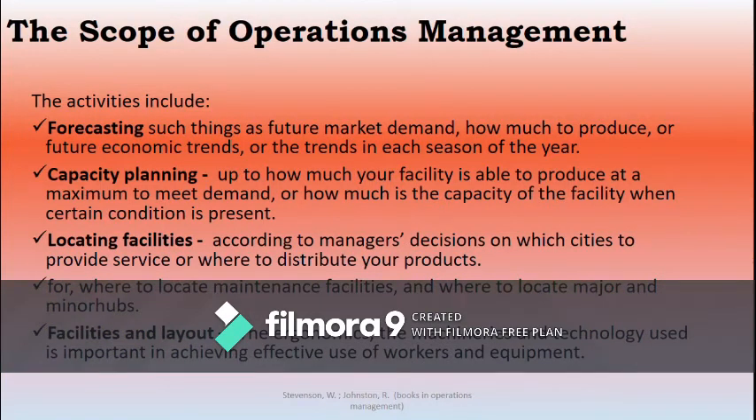So their activities include forecasting, capacity planning, locating facilities, and facilities and layout. So forecasting, I believe you have heard already from the word forecast, like the weather forecast and the likes. Such things as future market demand, how much to produce, or future economic trends, or the trends in each season of the year. So in the previous slide, the process variation, they also need to forecast what the demands are, or if it is seasonal demand, they can forecast that this is the need for that certain season, either winter, summer, and the likes. However, they also need to forecast how much to produce.